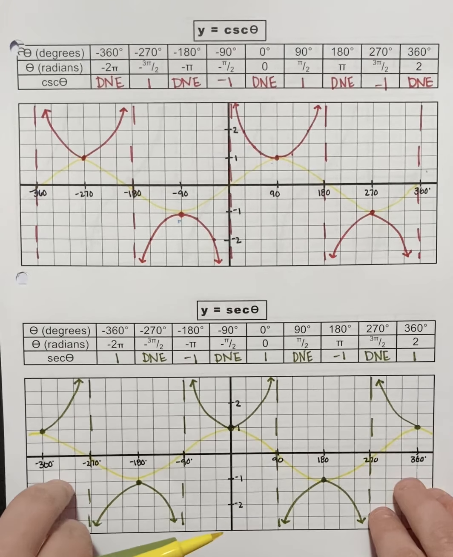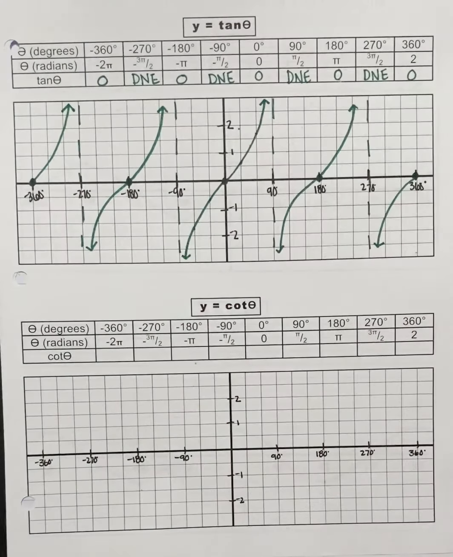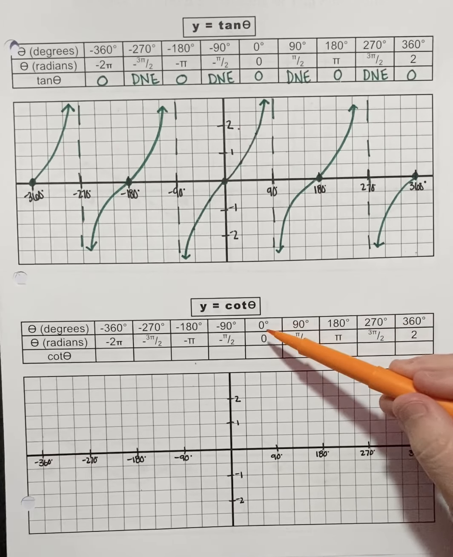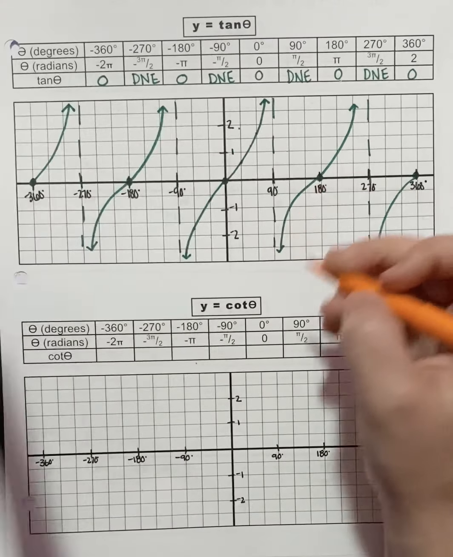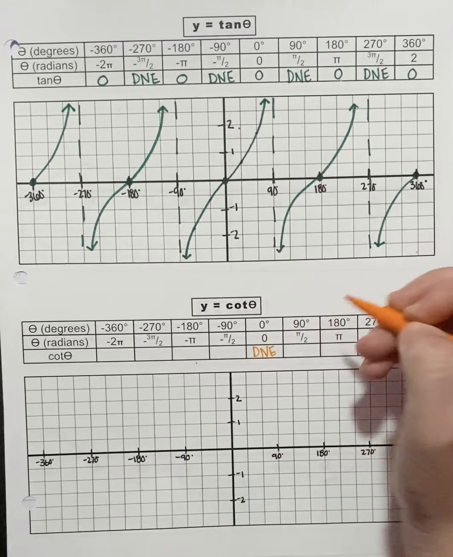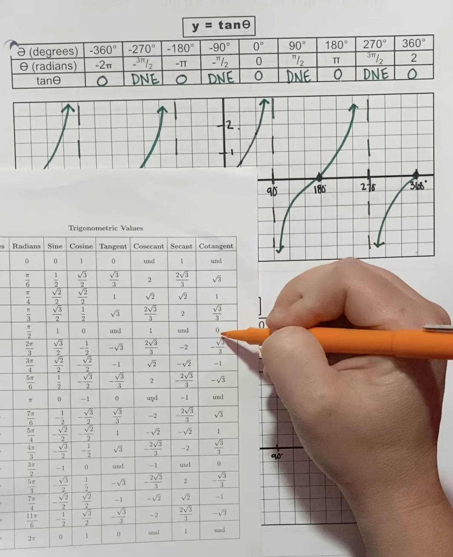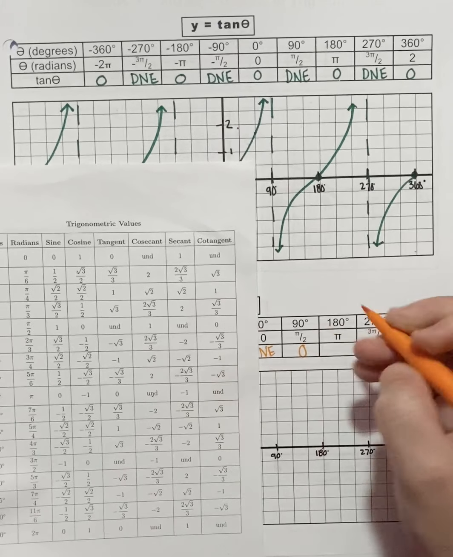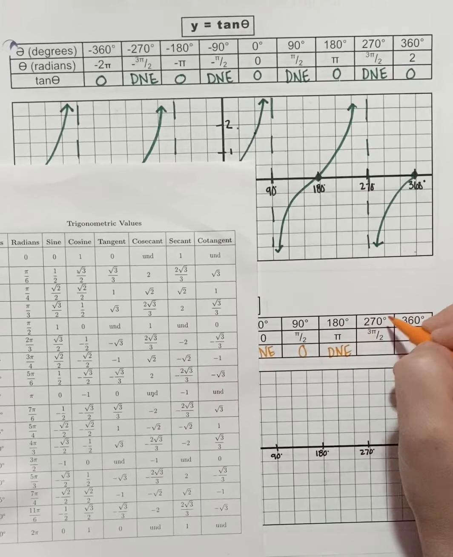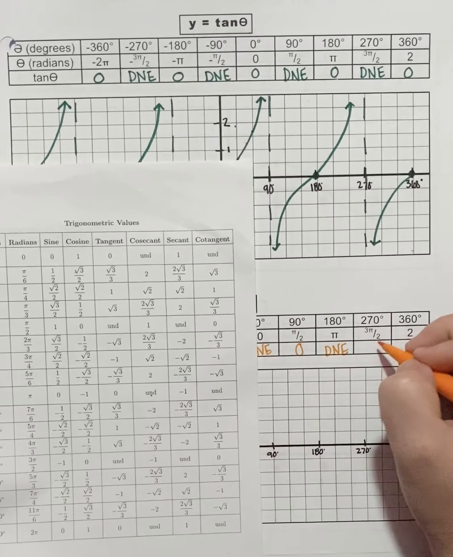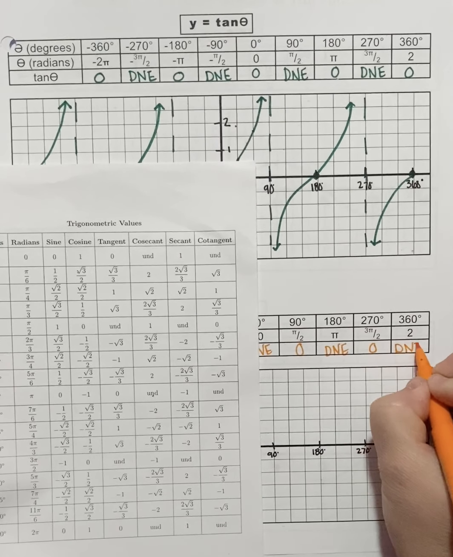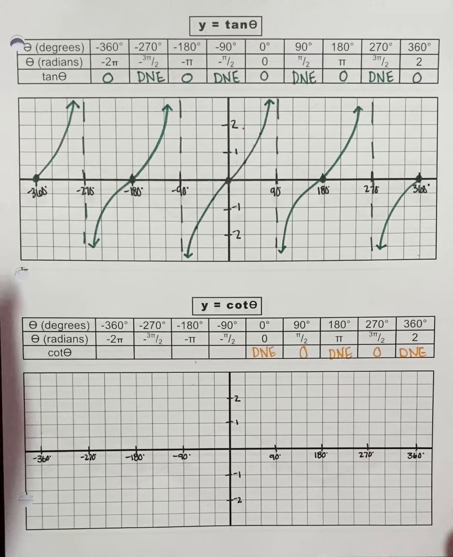All right, the last one we have to look at to graph is our cotangent graph. So we're going with cotangent right here. Cotangent of 0 happens to be undefined, so that does not exist. Cotangent of 90 happens to be 0. Cotangent of 180 is undefined, so that does not exist. Cotangent of 270 is back to 0. And then cotangent of 360 down here at the bottom does not exist. All right, coterminal angles to get me into my other directions.